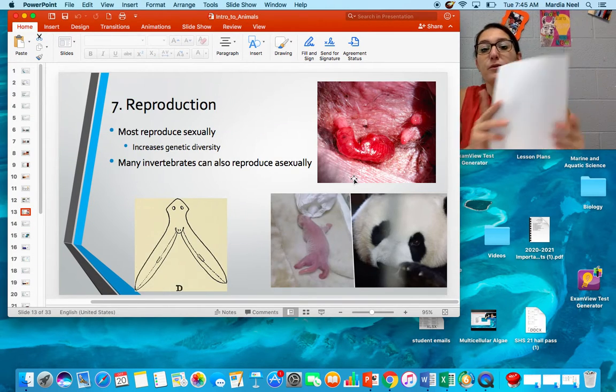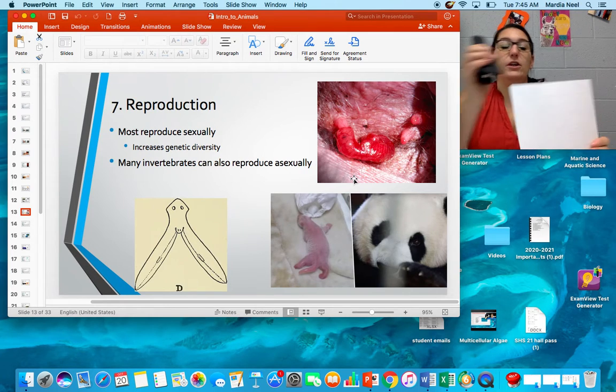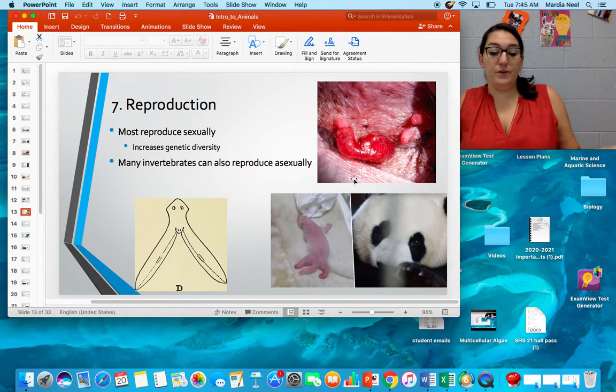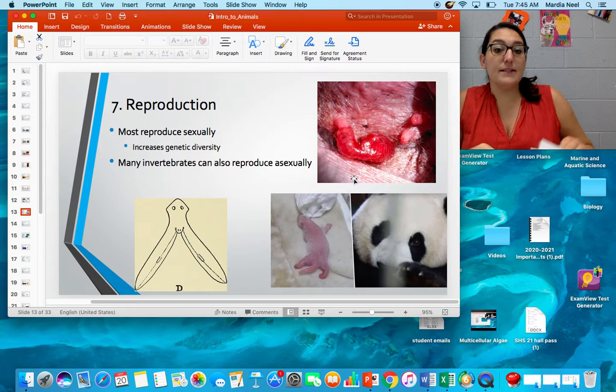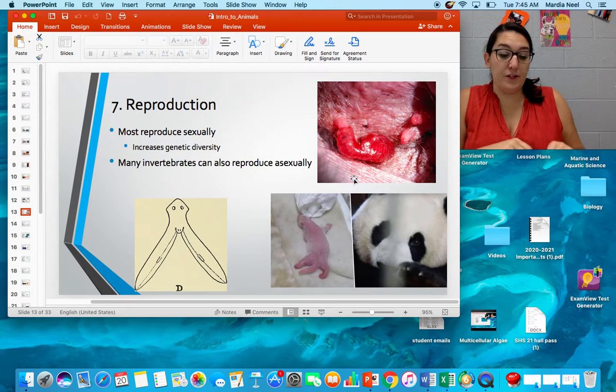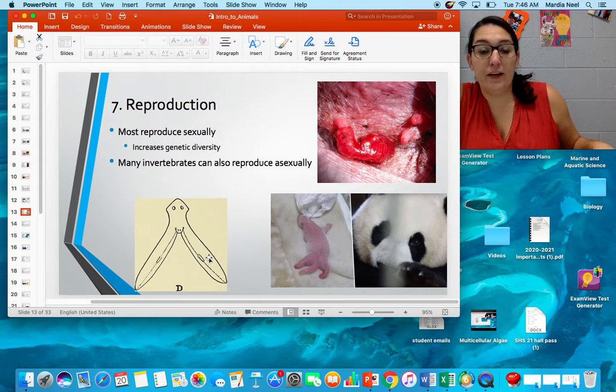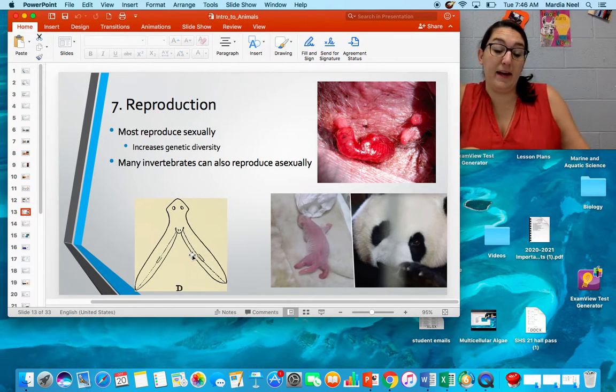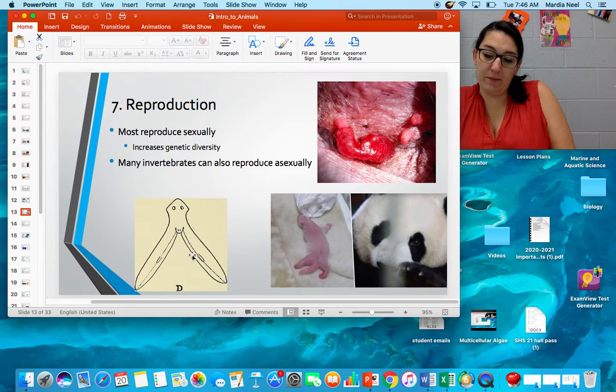Last but not least, you have to reproduce in some manner. Most animals reproduce sexually, but some can reproduce asexually. For instance, down here, we have a planaria. It's a type of worm. If you cut it in half, it grows the other half of its body back. That's asexual reproduction. Sexual reproduction is favored. It increases genetic diversity.